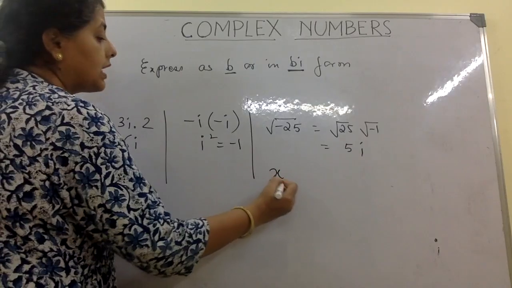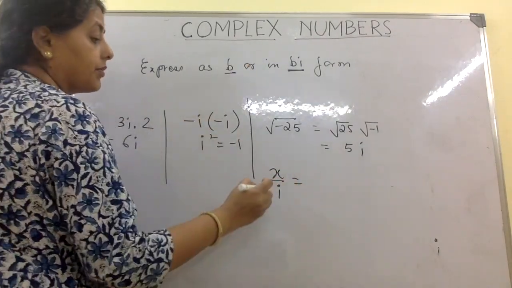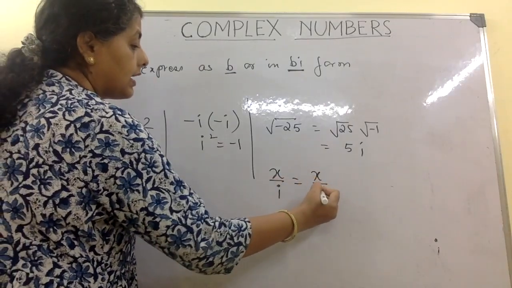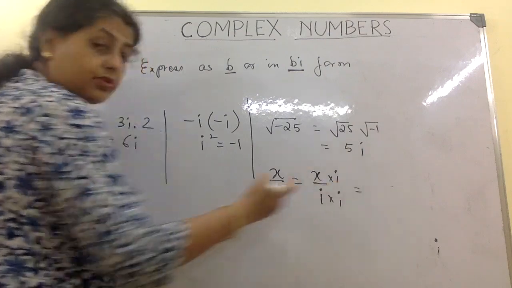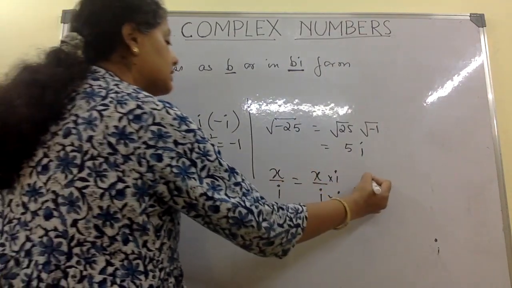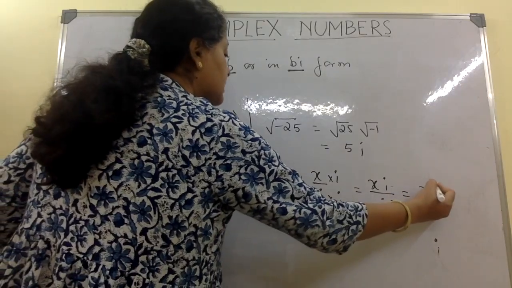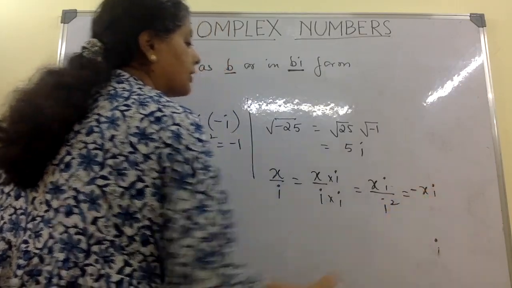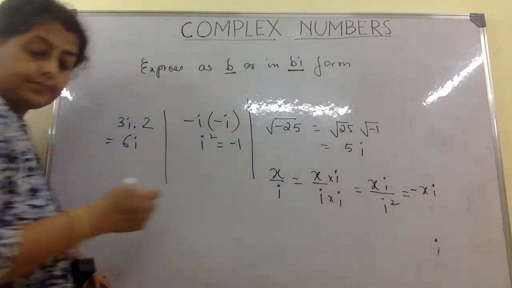Now x by i, what do I do for this? How do I write it in either B or BI form? Okay, x i into i into i. You have done it with numbers many times, right? x i into i square, which is x i and minus 1. Okay, so this minus 1 goes up here.